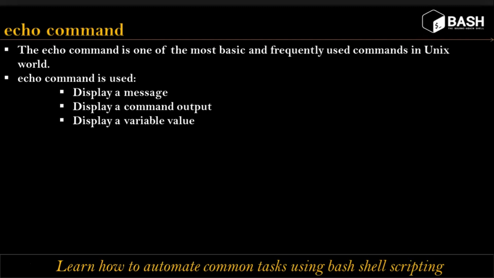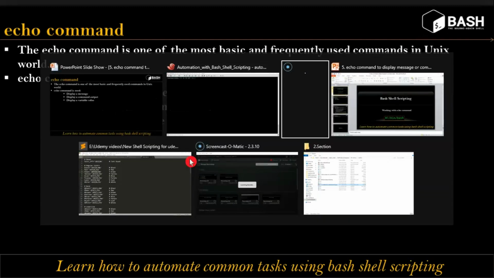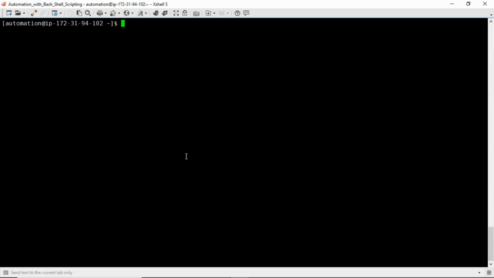So first we will see how to use your echo command on your command line, then we will go with shell scripts. Let me open my terminal. Suppose I have a message called welcome to shell scripting. This message I want to display on my command line. Then you have to use simply echo, space, your message. That's it.